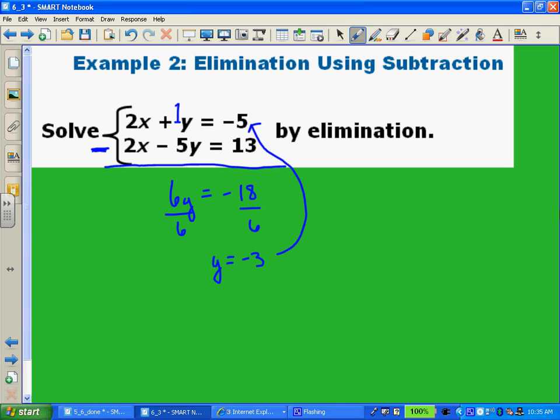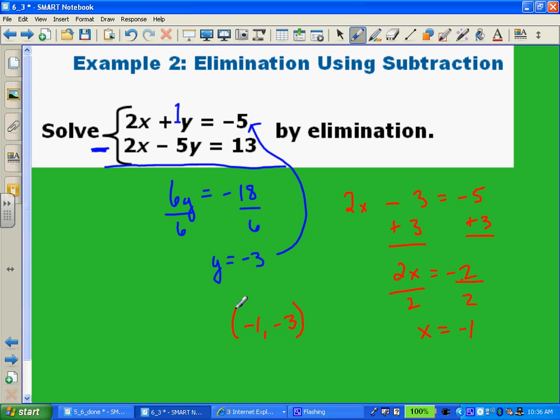So then once again, I plug it back into one of my original equations. I'd have 2x plus negative 3 equals negative 5. And I know it's confusing sometimes to write 2 signs, so this is really just like 2x minus 3. So then I'm going to add 3. So I get 2x equals negative 2. Divide by 2. So x is negative 1. So I have the ordered pair negative 1, negative 3.